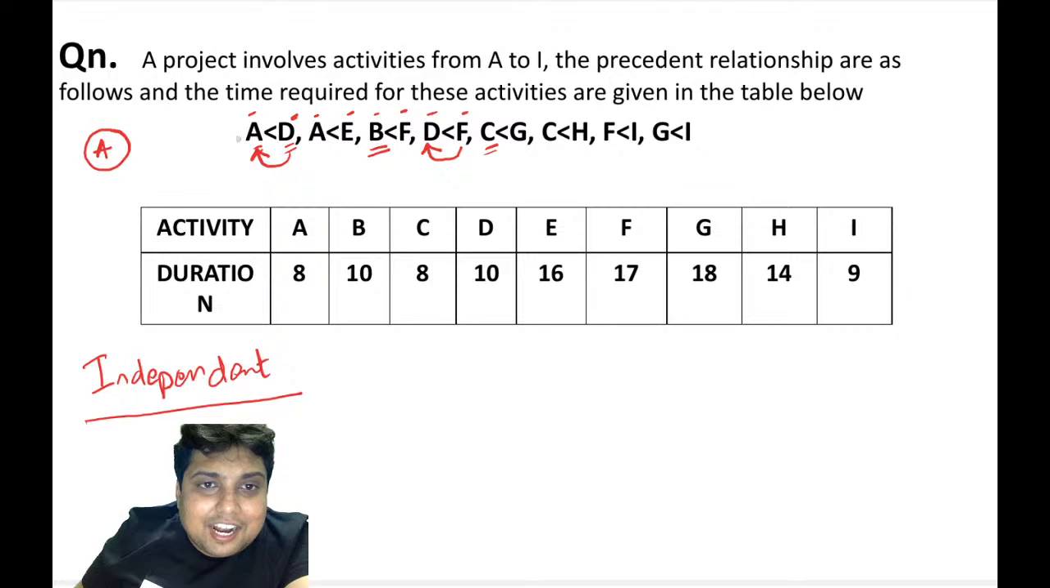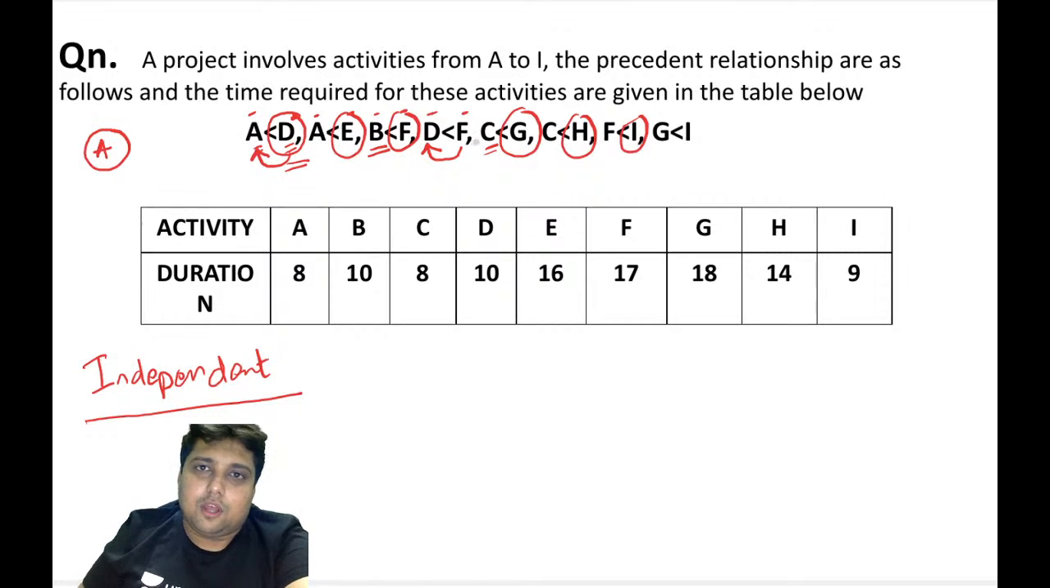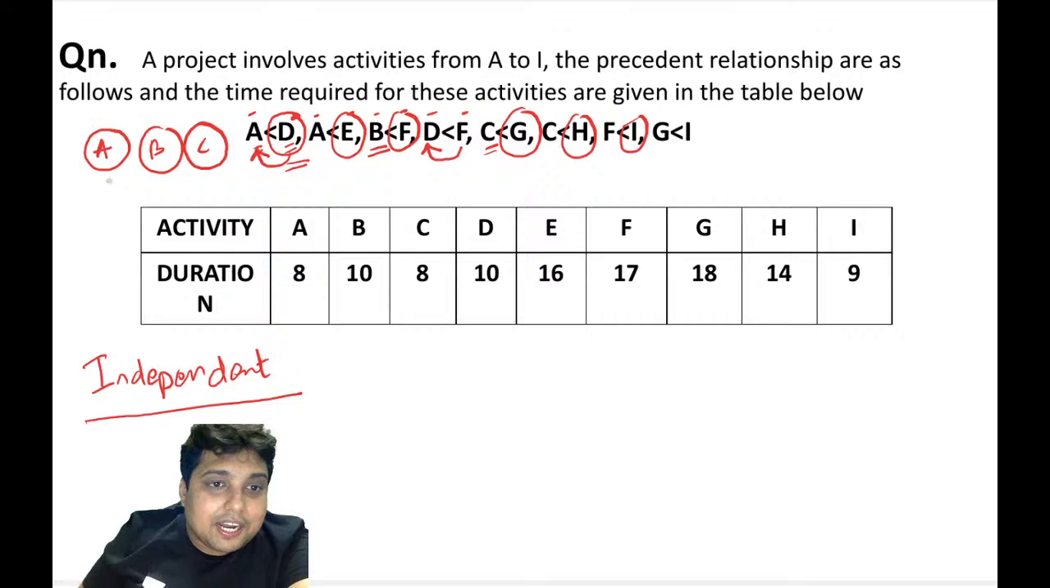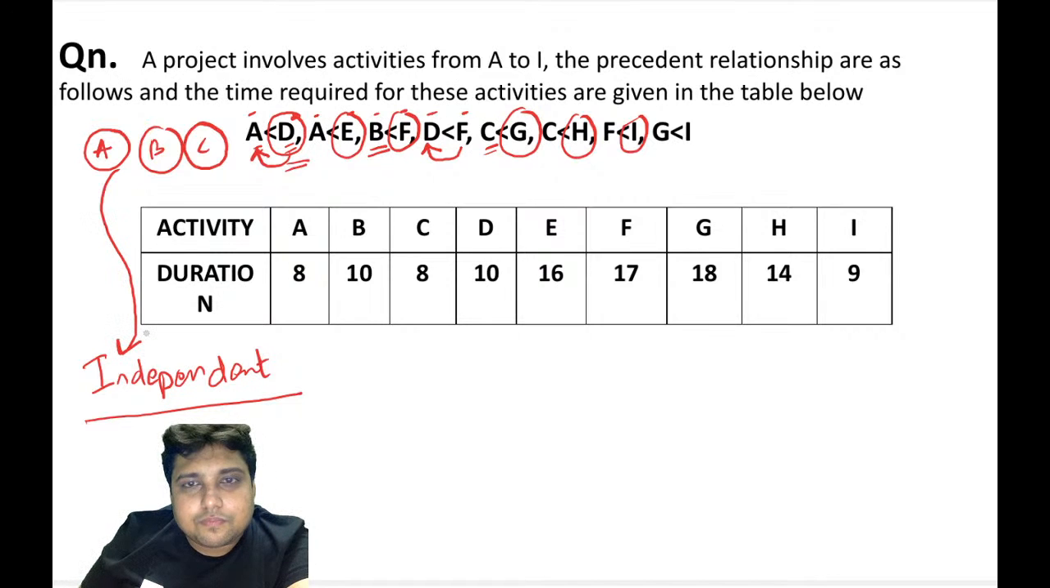Just check this second place. It is having D, E, F, G, H and I. But in this second place, there is no A, there is no B, there is no C. So these activities, activity A, activity B, activity C are nothing but independent activities. They do not depend on any other activity.